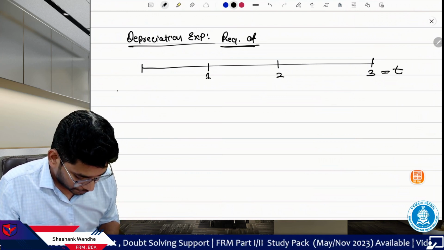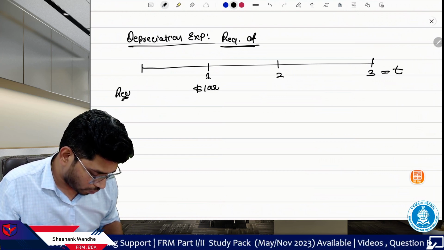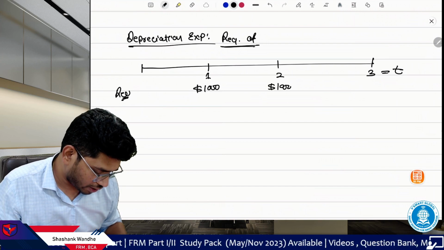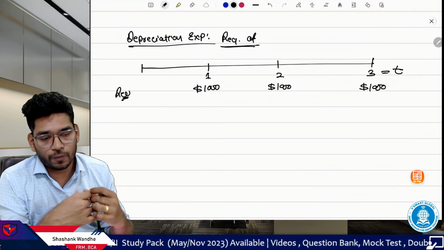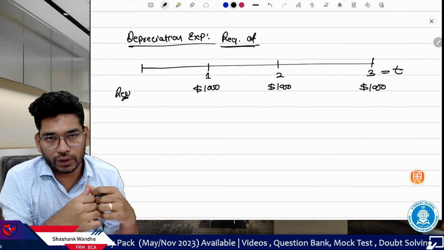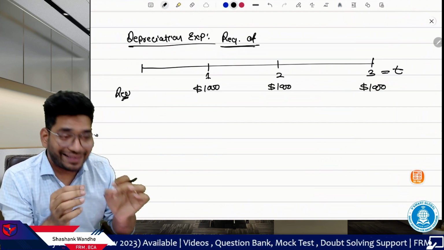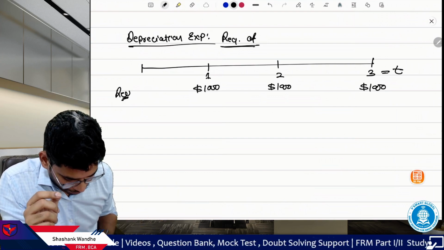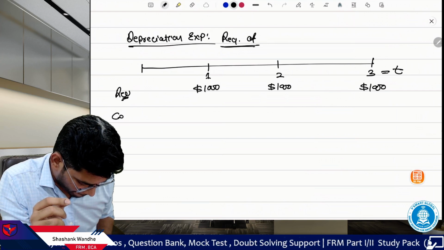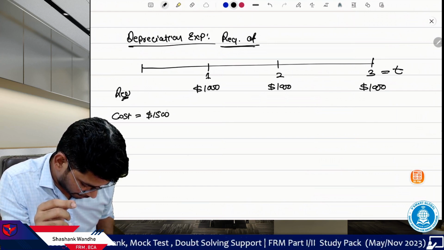Here the expected revenue is, say, $1,000, $1,000, and $1,000. Now to generate this revenue, I'll need one laptop. So I need to use this laptop to generate this specific revenue. Please note this. And this laptop costs 1,500.